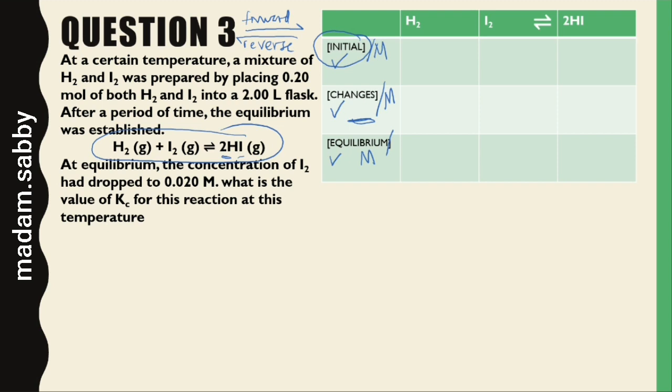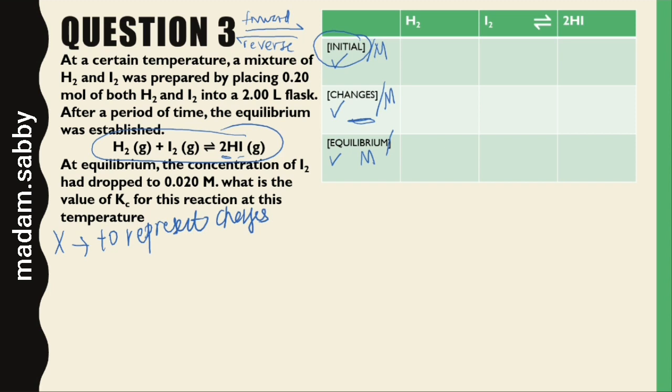For changes, we will use X to represent changes. And we have the magnitude, either positive or negative, depending on which compound is being produced. If it is being produced, it will be positive X. If it is being used up, it will be negative X. So the X value can be 1X, 2X, 3X, depending entirely on the stoichiometric coefficient in front of the compound in the chemical equation.